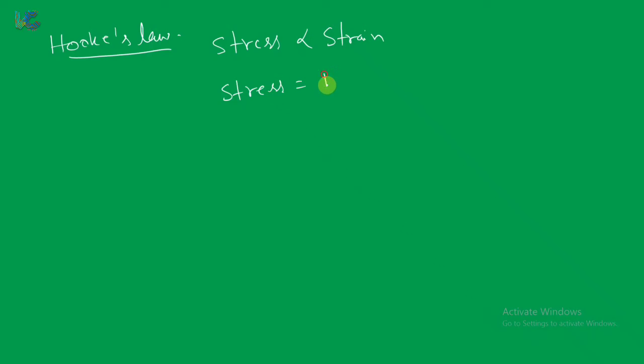Now we will introduce the elasticity coefficient in the relation between Cp and Cv. For that, we will use Hooke's law. From Hooke's law, we know that stress is proportional to strain. If you write stress is equal to E into strain, then E is equal to stress by strain. This E, the ratio of stress by strain, is what we call the elasticity coefficient.